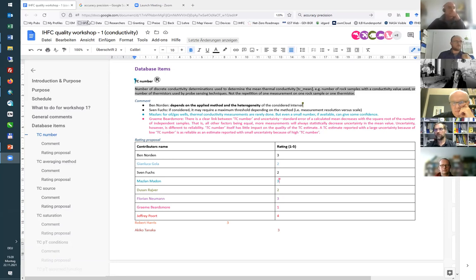Do we need an additional parameter, perhaps? Certainly, it is a good basis to evaluate, but not the perfect one. Maybe the person who enters the data gives an opinion about this thermal conductivity. Is it enough or not to characterize this interval, this borehole, this location?